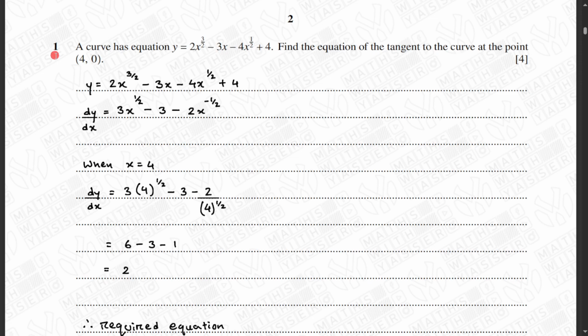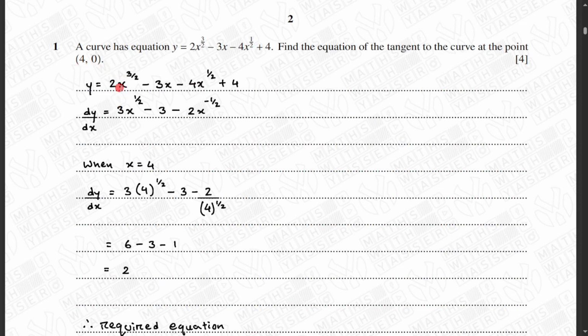Question number 1. A curve has equation y equals 2x to the power 3 by 2 minus 3x minus 4x to the power half plus 4. Find the equation of the tangent to the curve at the point (4, 0). So we need to first differentiate this equation so that we can find the gradient when x is equal to 4.